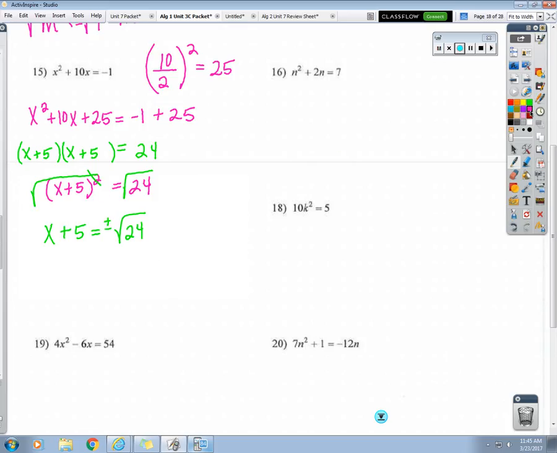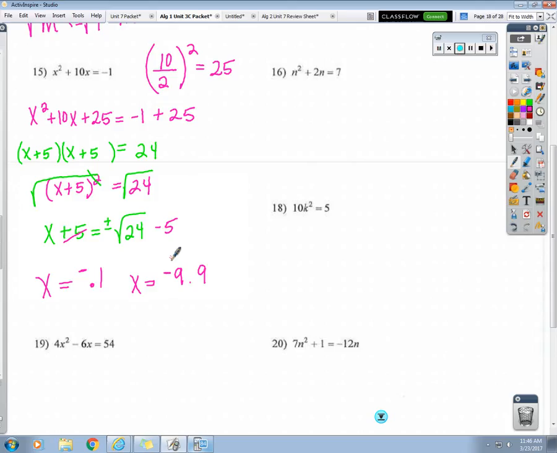And now the last step is what? Subtract the 5 to the other side. So your two answers come from square root of 24 minus 5 and the negative square root of 24 minus 5. So go ahead and type those in. What two solutions do you get? And negative 9.9.